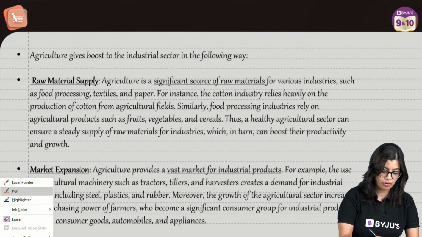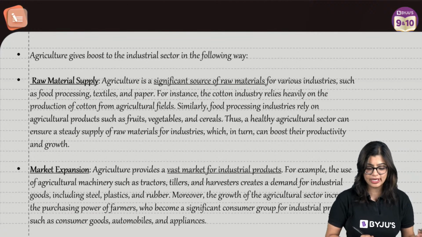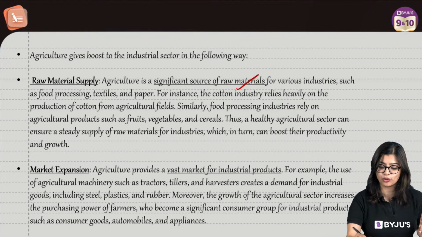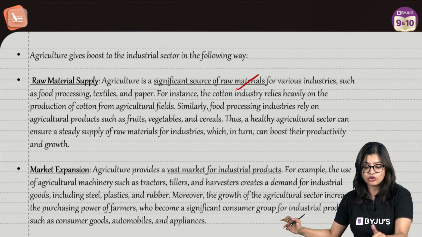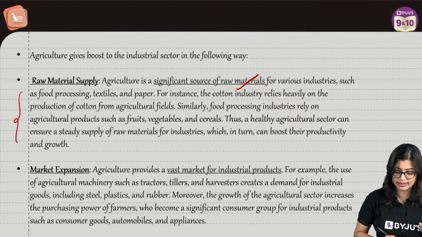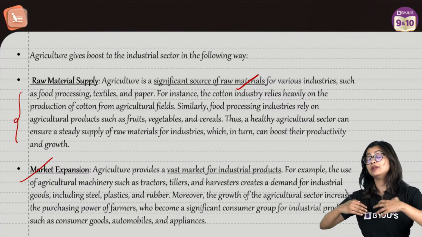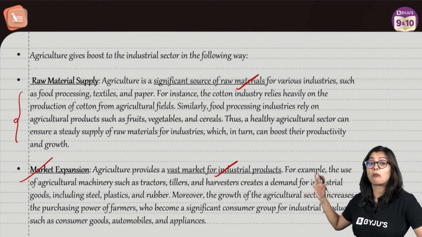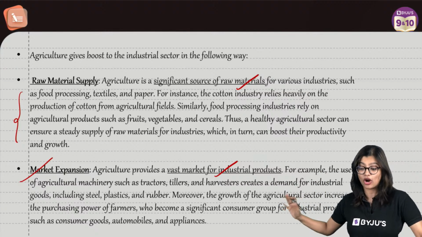How does this provide raw material supply? It is a significant source of raw material supply for food processing, textile, paper. You can elaborate on the examples, right? So here you can elaborate a little more on how it helps in market expansion. That means that agriculture provides a vast market for industrial products, right?